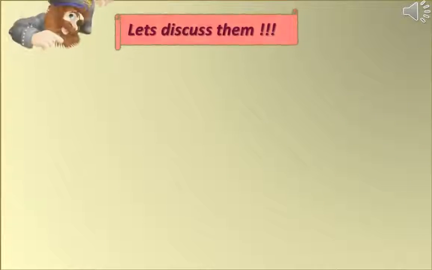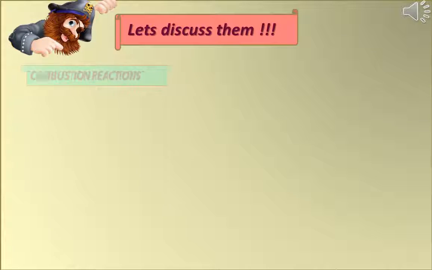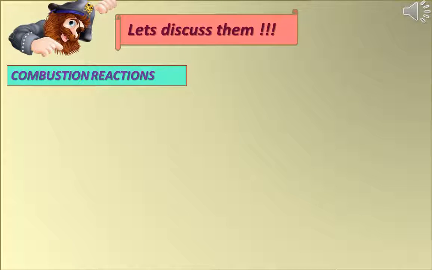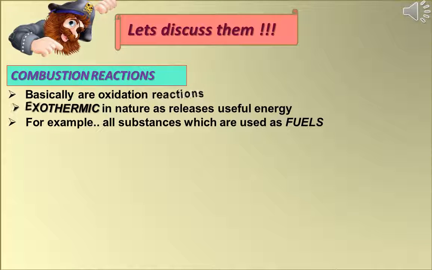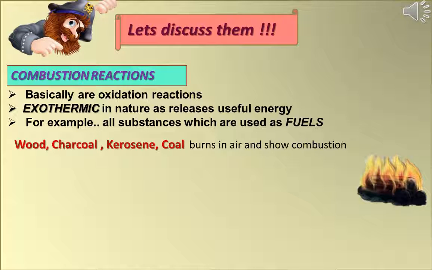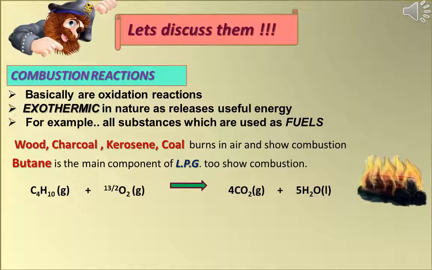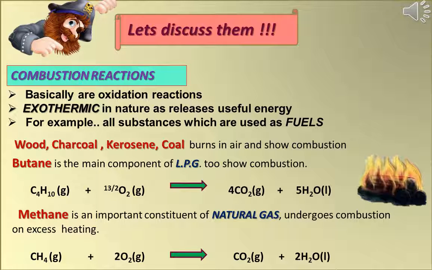Let's discuss them. Firstly, combustion reactions. These are the reactions in which a substance gets oxidized in the presence of air or oxygen, accompanied by the release of energy. So these are exothermic reactions. Wood, charcoal, kerosene and coal burn in air and show combustion. Also, butane and methane undergo combustion on heating. So these are the reactions of combustion.